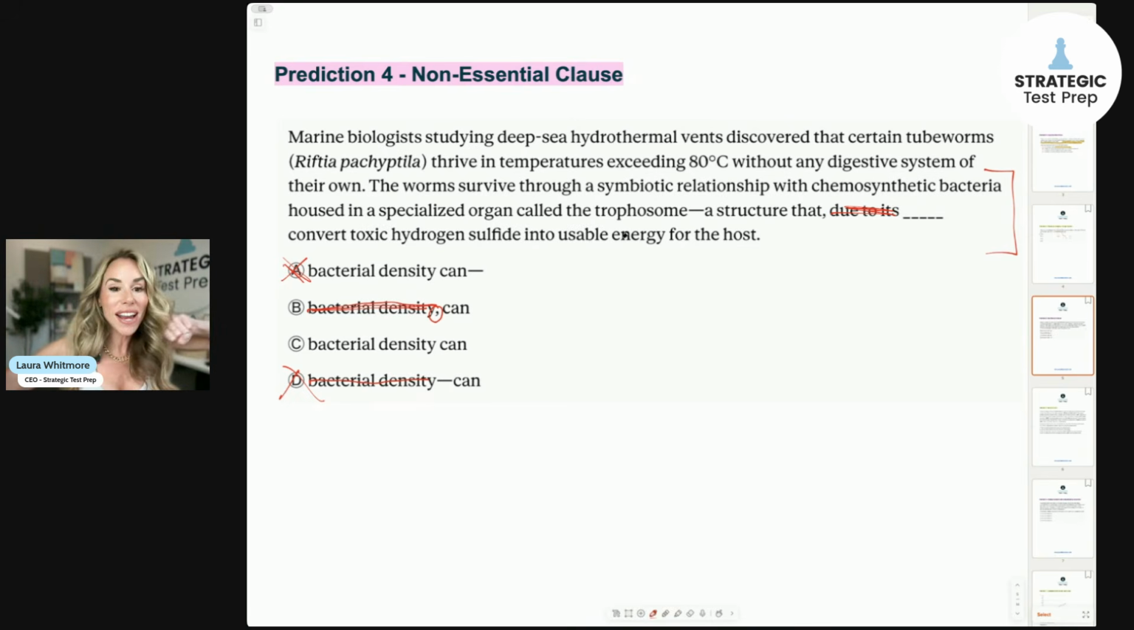That sounds amazing. So that's why we're going to go with B, because the non-essential was just this little phrase in between the two commas. It wasn't a bigger phrase in between the two dashes. Be very, very careful with that.